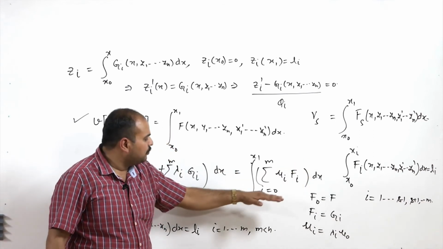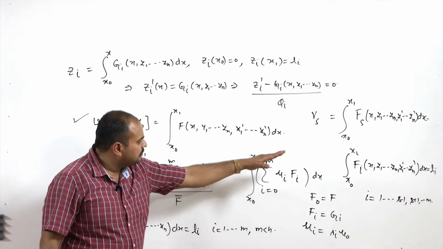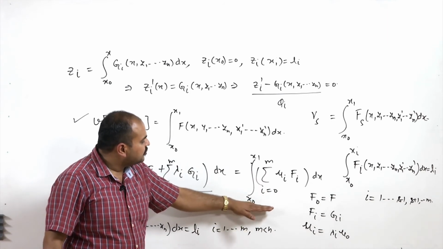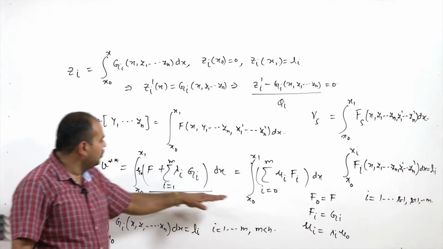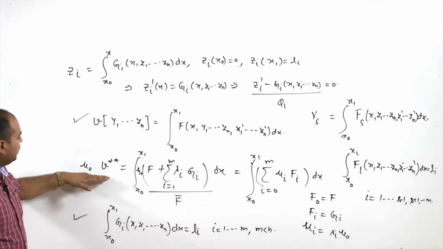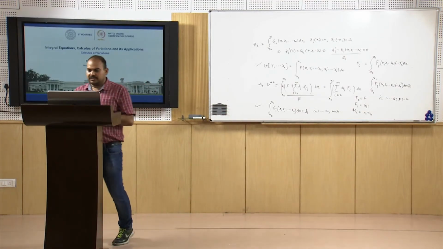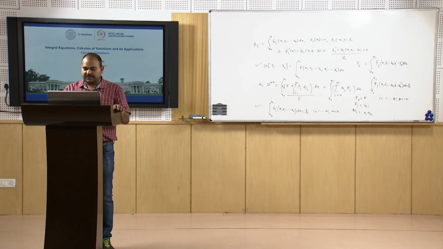Then also your extremal function will not change, and in all these cases you have to form this kind of functional, and your extremal functions have to satisfy the Euler equation corresponding to this functional V star. This property is known as the reciprocity principle.